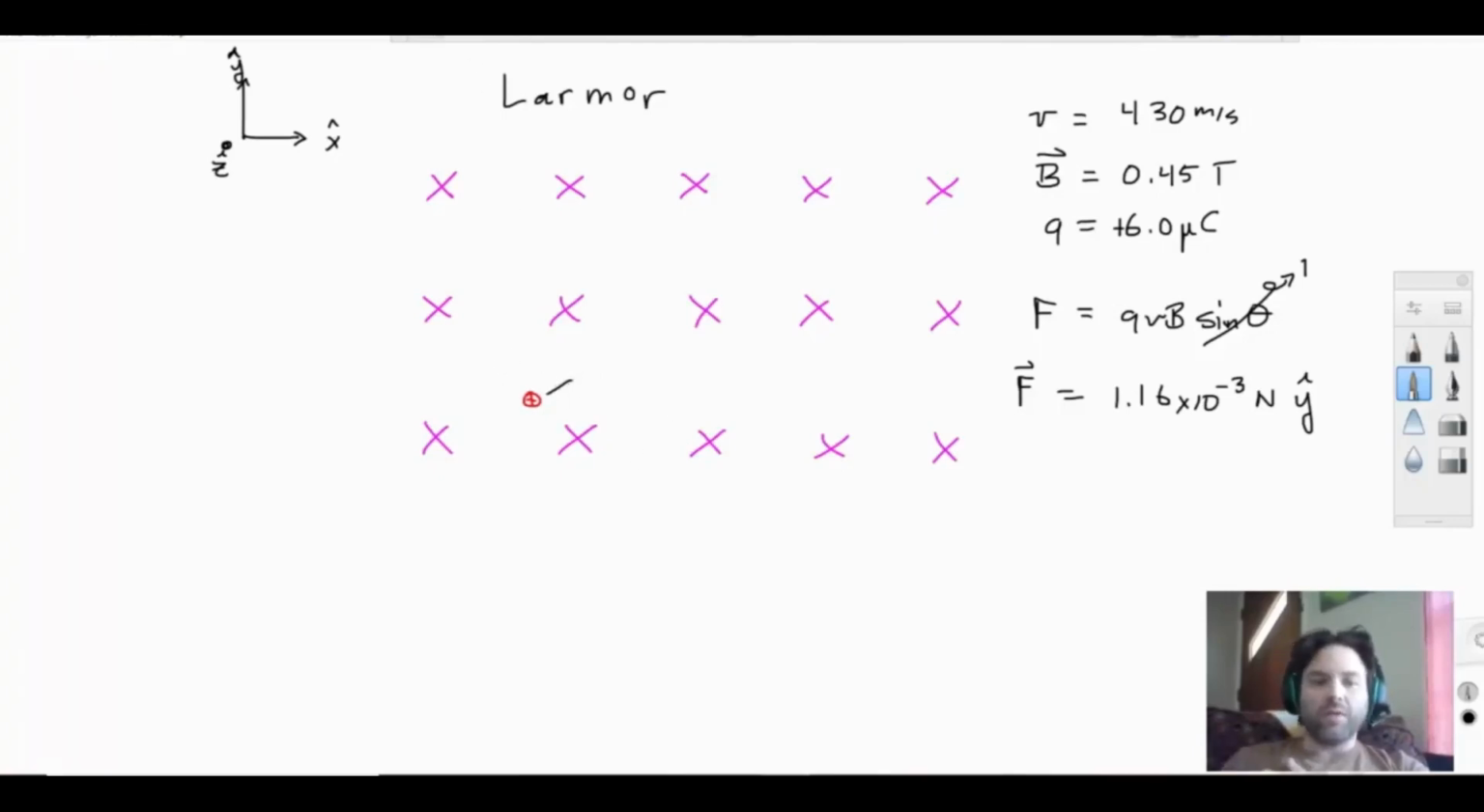Well, okay. And then after it moves a little bit farther upward, it's now going to start curving so that its velocity is that way, and then its velocity will be that way, and then its velocity will be that.